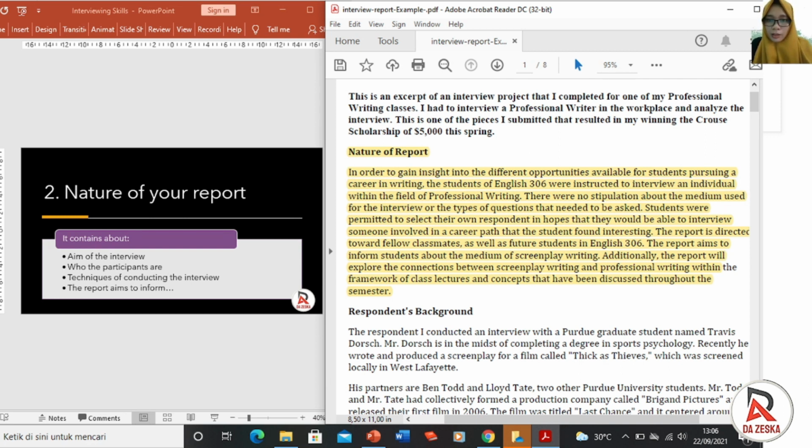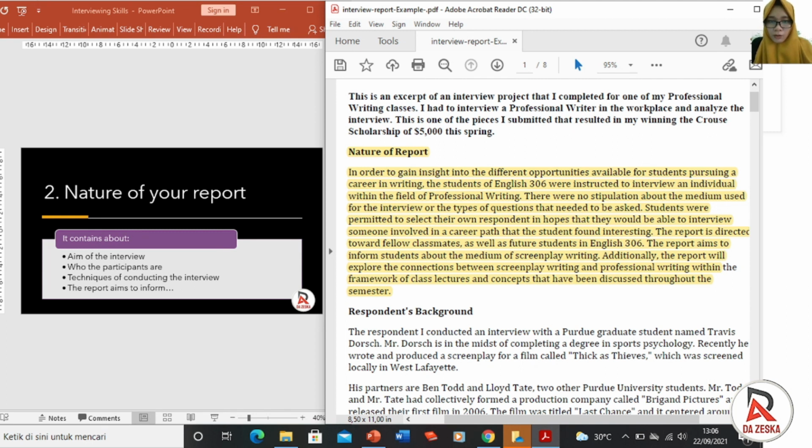In order to gain insight into the different opportunities available for students pursuing a career in writing, the students of English 306 were instructed to interview an individual within the field of professional writing. There were no stipulations about the medium used for the interview or the types of questions that needed to be asked. Students were permitted to select their own respondent in hopes that they would be able to interview someone involved in a career path that the students found interesting. The report is directed toward fellow classmates as well as future students in English 306.